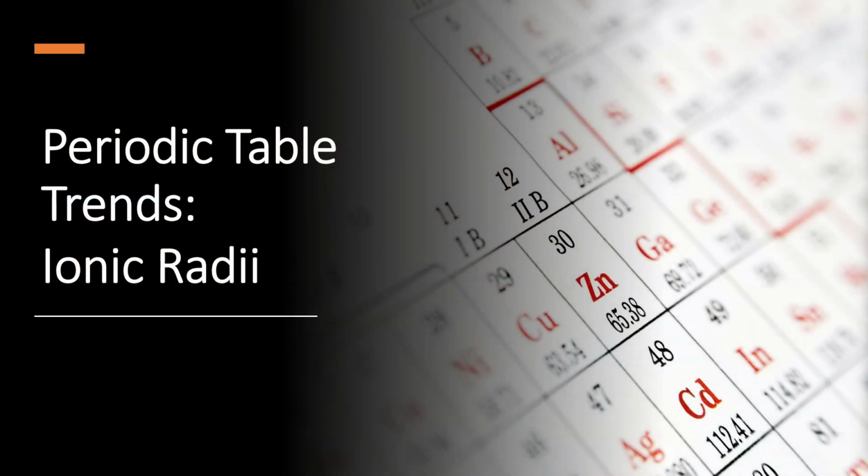In this video, we are working on the periodic trends of ionic radii. Now this is how we're going to predict if ions are bigger or smaller based on their position on the periodic table. Let's get started. Let's take a look at the periodic trends in ionic radii.